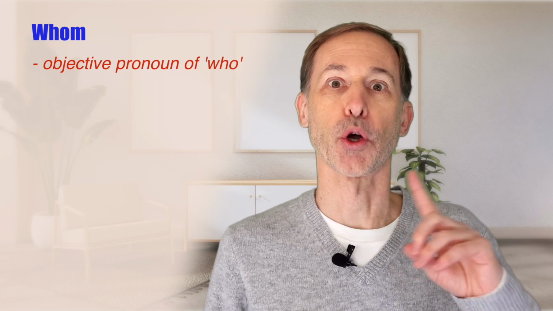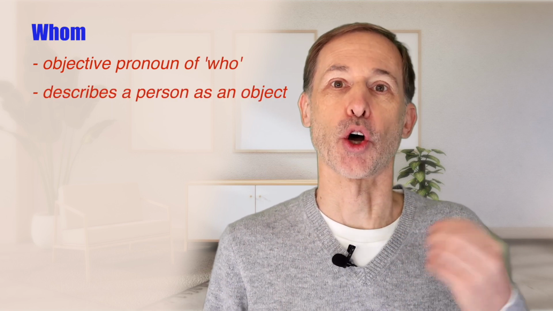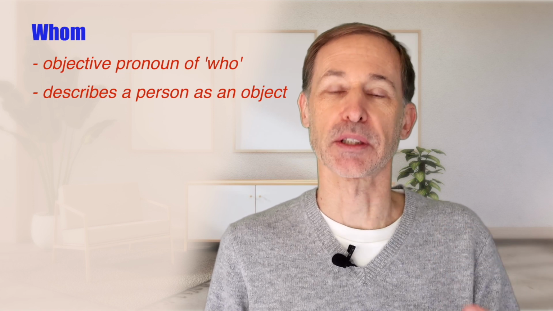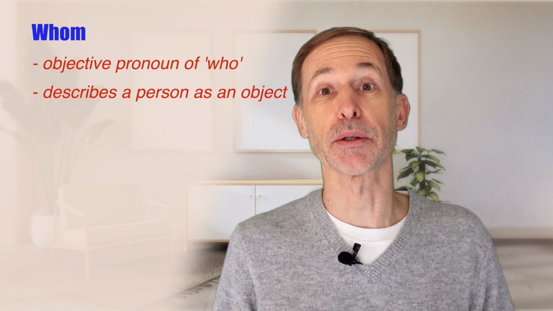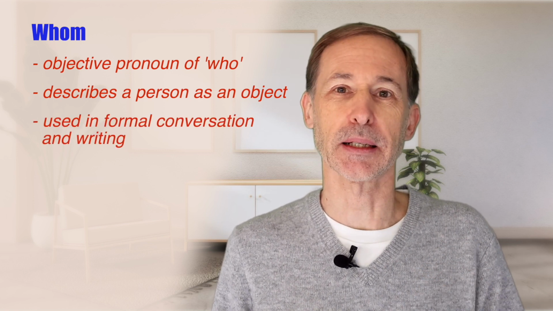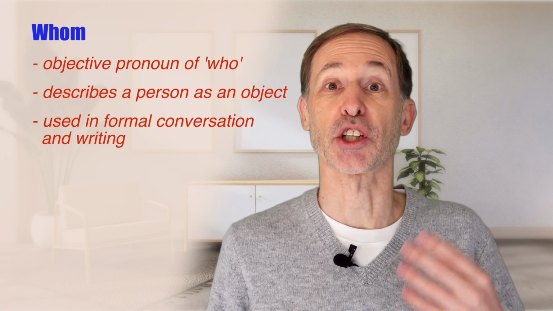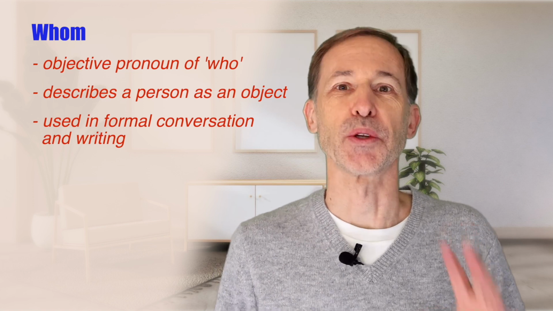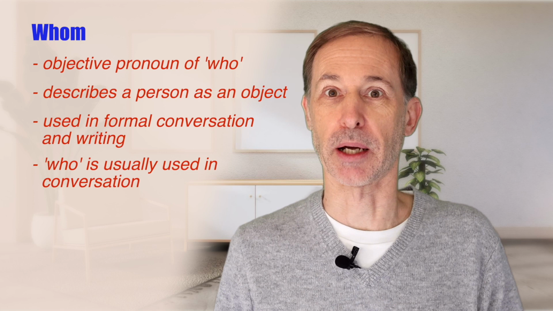Whom is the objective pronoun of who. So it describes a person, but as an object, not the subject. And whom is mostly used in formal situations and in writing. It's not used very commonly these days, especially in casual conversation. You can also use who as an objective relative pronoun.